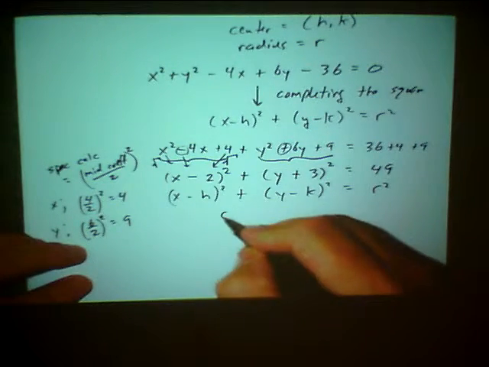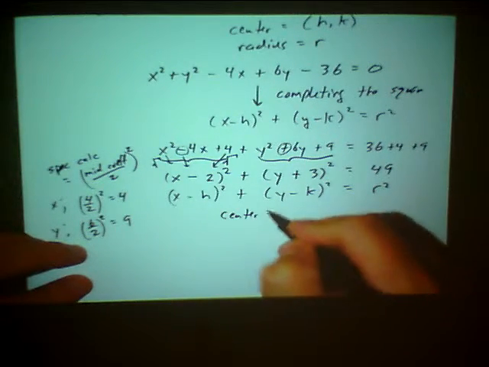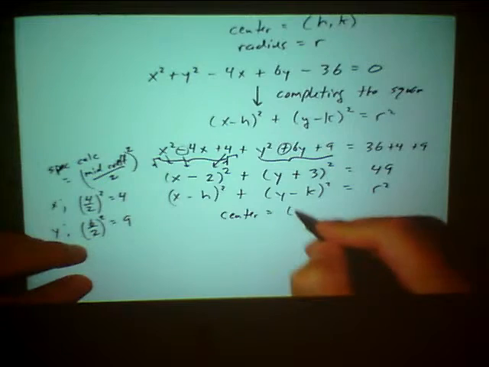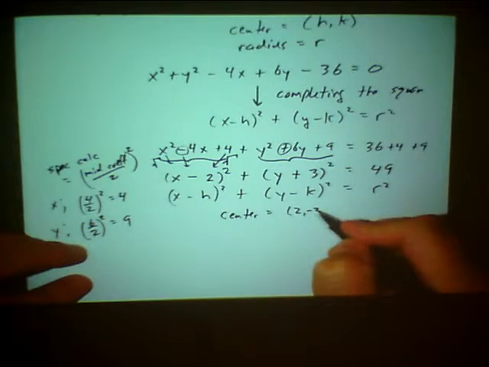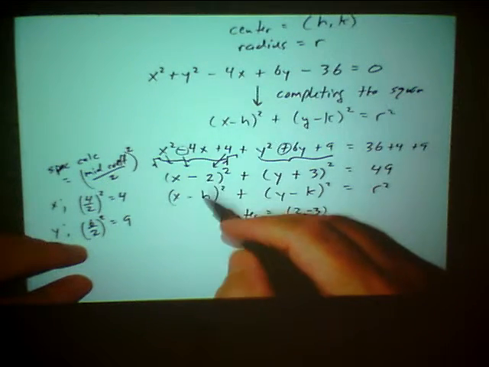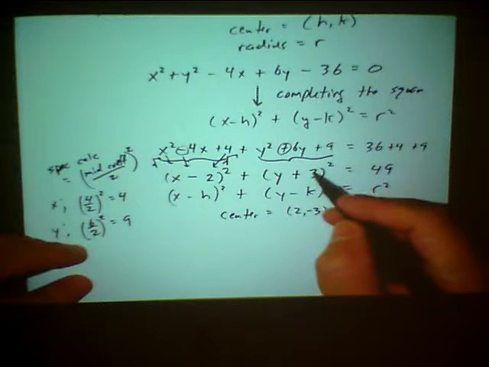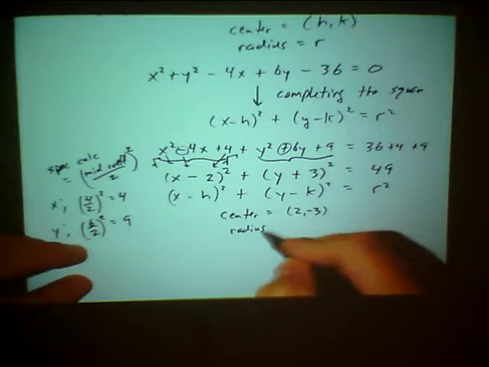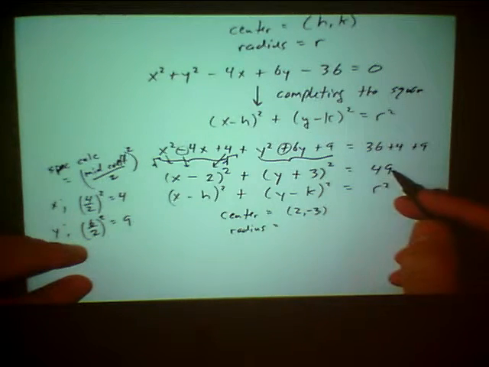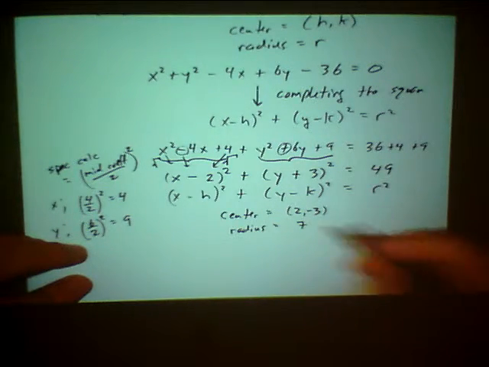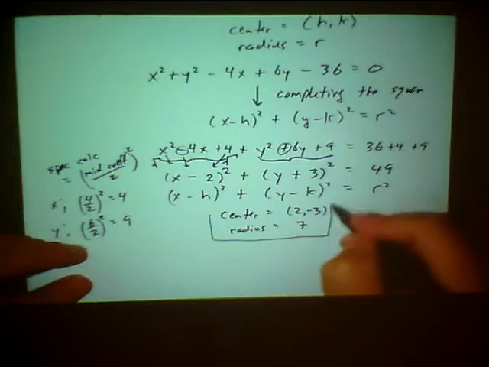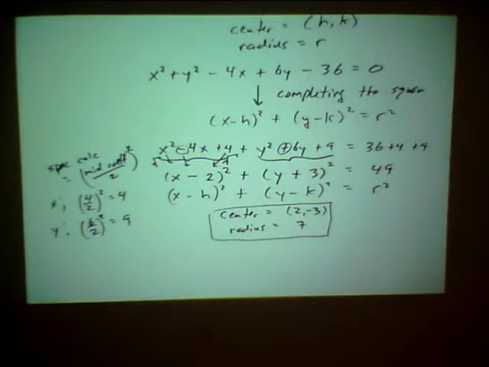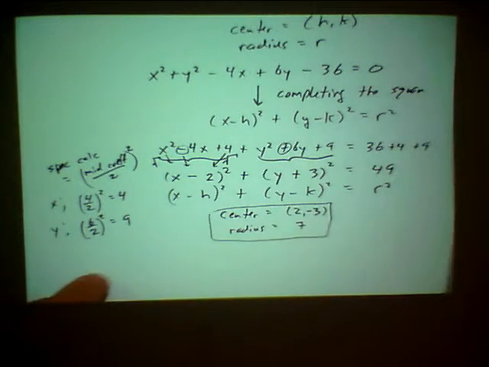So now I can say the center of that circle is (2, negative 3). The 2 is the h up here, and we have a negative 3 for k. And the radius would be the square root of 49, which is 7. So I've been able to determine the center and radius of that circle. All right, let's do one more example.